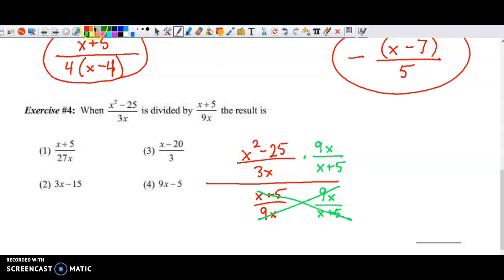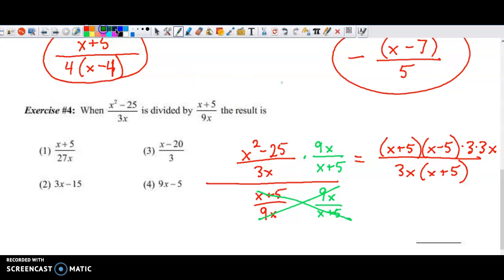And now it's just the same problem that we've been working on. Well, if you look in the numerator, we have another difference of squares. Times, maybe change 9 to be 3 times x. And then you have the 3x with an x plus 5. And at this point, I think you can see the x plus 5's cancel, 3's cancel, and an x cancels. And none of my answers match. However, I can distribute this 3 into this problem, and I get 3x minus 15, which is the correct answer. So you should be ready for the homework at this point.